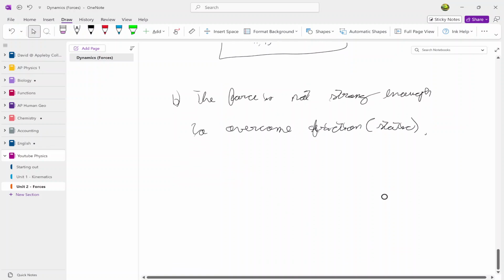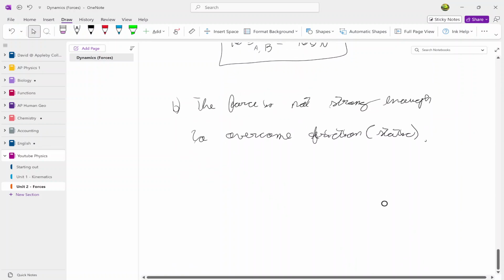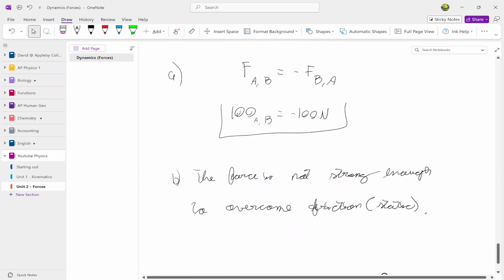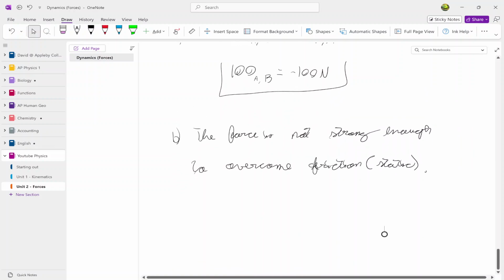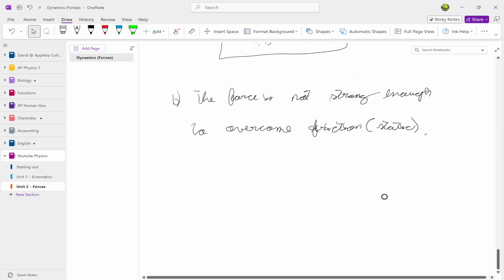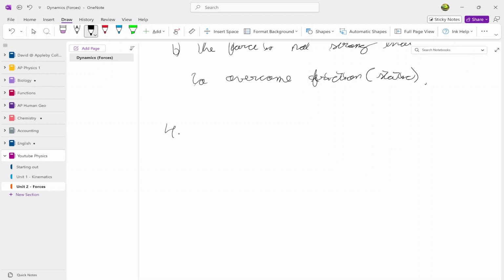So the force is not strong enough to overcome the static friction of the wall, and also because the forces are neutralizing, right? Because you have a force of 100 newtons to the right, force of negative 100 newtons to the left. Therefore, there's no net force. Therefore, there's no motion. So you would have to either A, have a force strong enough to overcome friction, or B, just destroy the wall. There you go. And then we can just do a few force problems.